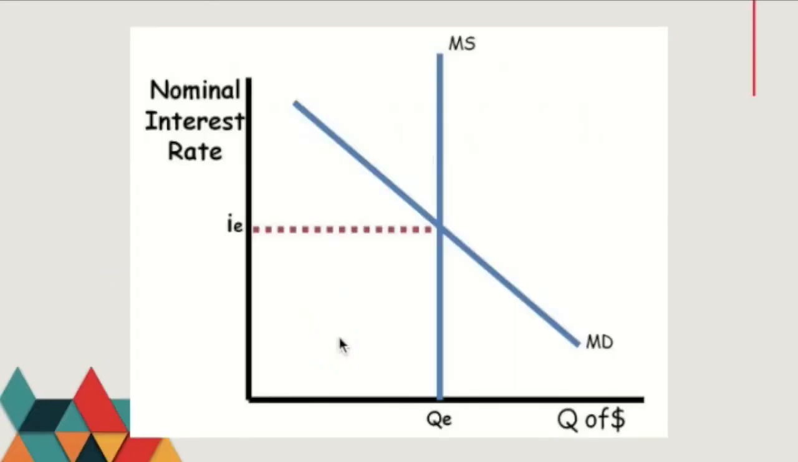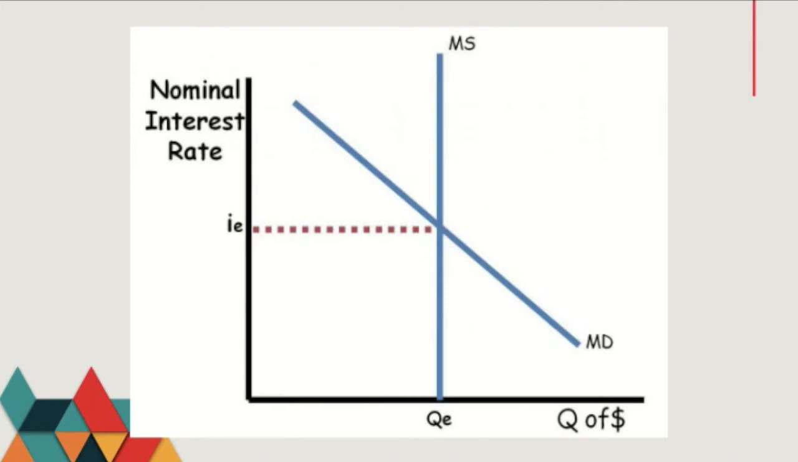Now let's go over a model we can use to see the effects of monetary policy, the money market graph. This is very similar to the supply and demand graph. The differences are that the product we're talking about is going to be money, and the price is going to be the nominal interest rates. Instead of having a demand curve, it is going to be money demanded, MD. And our supply is going to be vertical. That's going to be the money supply.